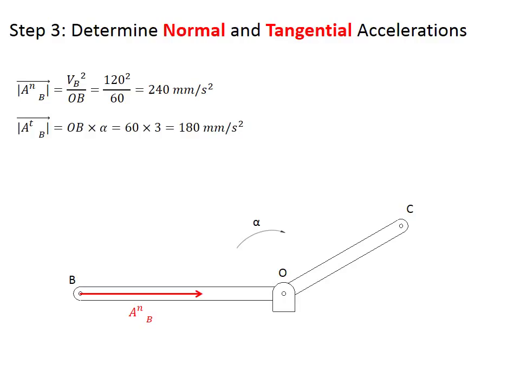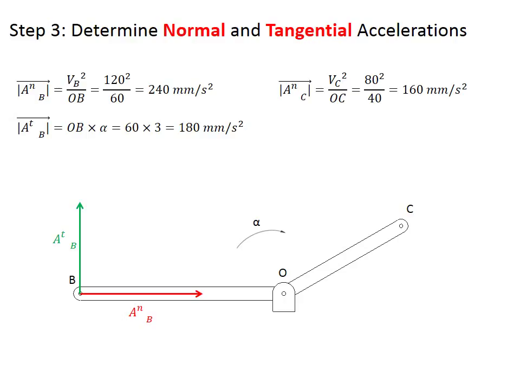The tangential acceleration is radius times the angular acceleration alpha. Here the radius of the rotation is OB equal to 60 millimeter times 3 rad per square second, which is the angular rotational acceleration of the object. And the resultant of that is 180 millimeter per square second. The direction of this vector is perpendicular to the radius of the rotation, which here is OB, and is in the direction of the alpha, which is clockwise, so it's going to be toward up.